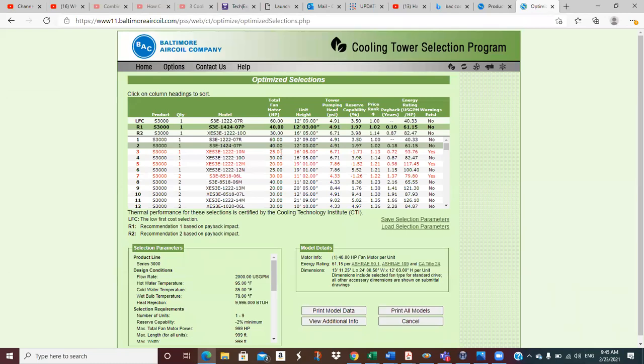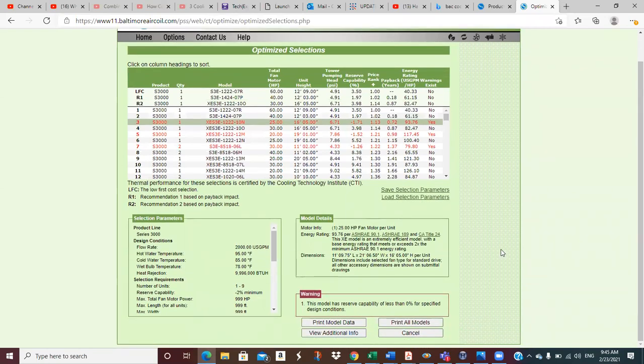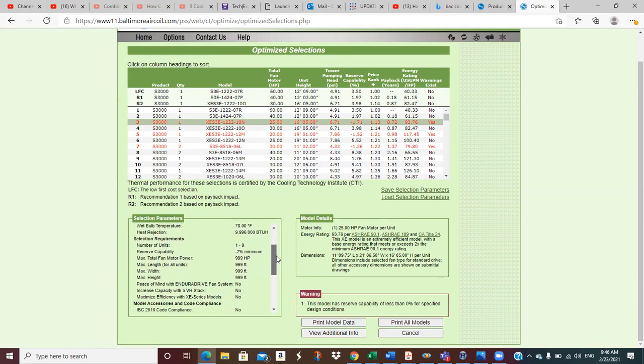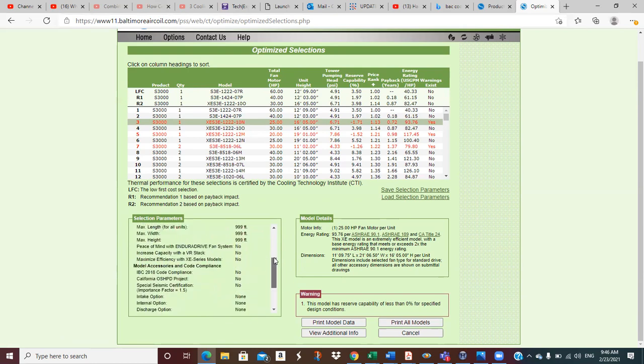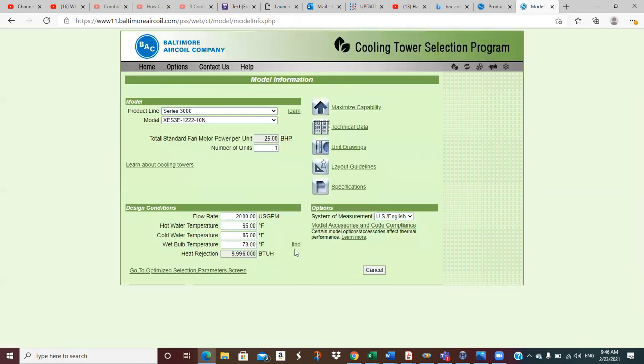Now, they've got these things color-coded, and I don't even know what the color codes mean. But you can select what you're interested in, and then you get specific information here, like a 125 horsepower motor, energy rating of 93.76 per ASHRAE 90.1, and these other rating codes. You get dimensions, and these are your selection parameters here. Then you can view additional information, print, and get the detailed data. There we go. So there's the tower, there's the model number, just basic info that we had on the selection.